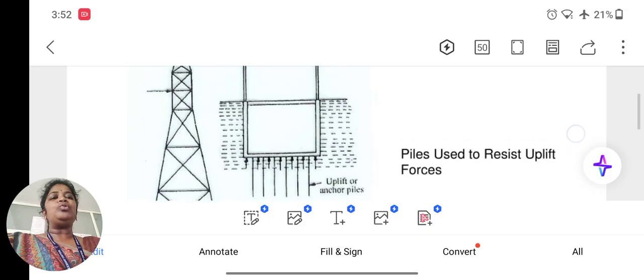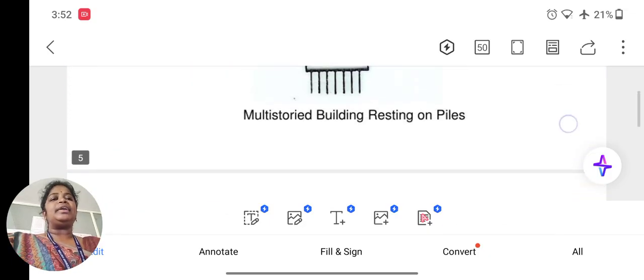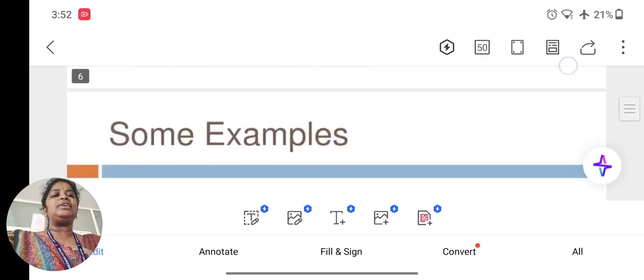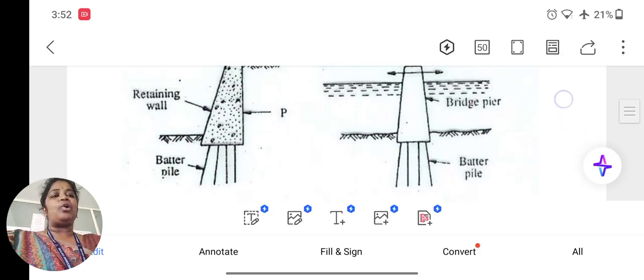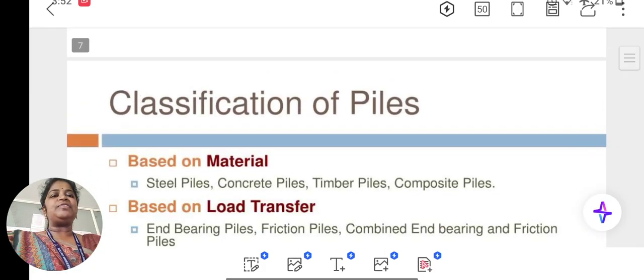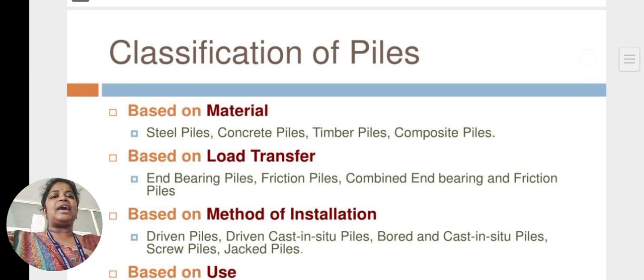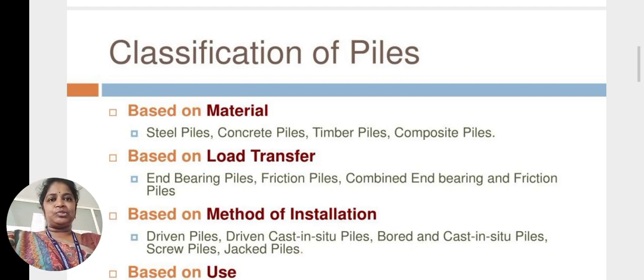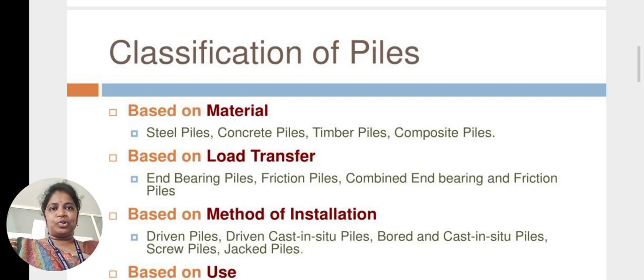In the above two cases, piles are used to resist vertical loads, and coming to the third case, piles are used to resist horizontal or lateral loads also. And coming to the classification of piles, piles are classified into different categories based on material. First of all, let us see the classification based on material. Steel piles, concrete piles, timber piles, composite piles.